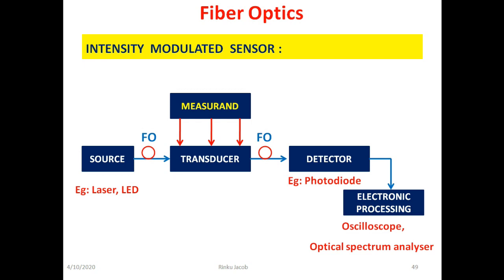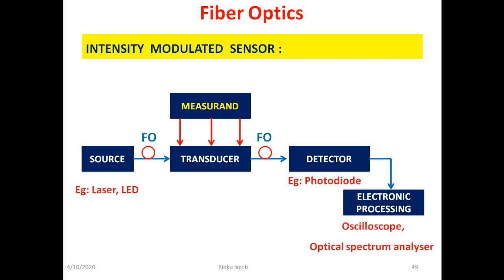To explain the diagram, first we use a bright source of light. It can be a laser or LED. The light from the source is carried to the transducer using optic fiber, denoted as FO. The transducer will modulate the information about the measurement, which can be temperature, pressure, etc., onto the light which is passed through it. This modulated light is carried out of the transducer using another optic fiber to the detector.